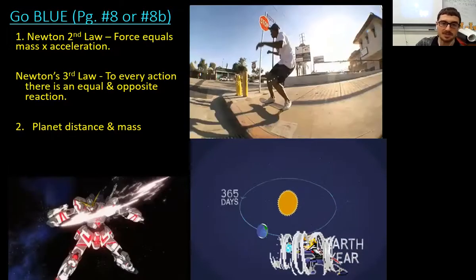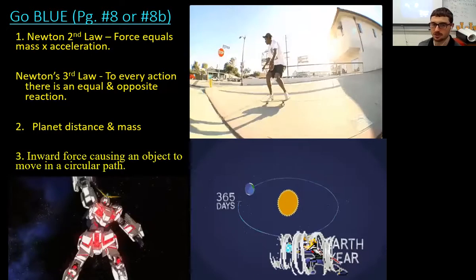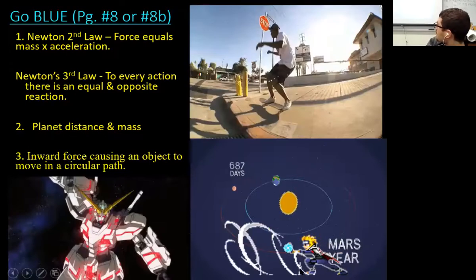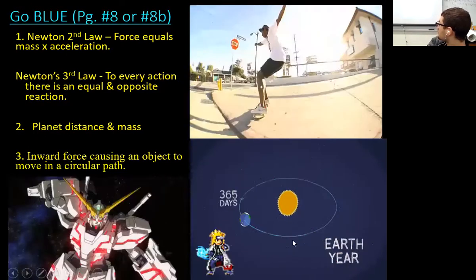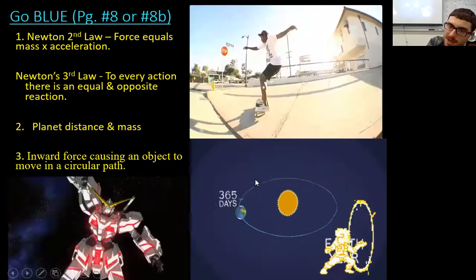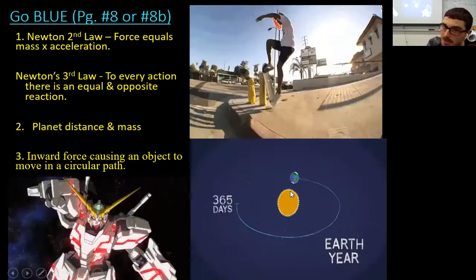And then lastly, number 3, centripetal force is the inward force causing an object to move in a circular path. So kind of like we see right here. The gravity of the sun is going to create the centripetal force for our planet to move in a circular fashion. It's not perfectly circular as we know, though. It's going to be elliptical.